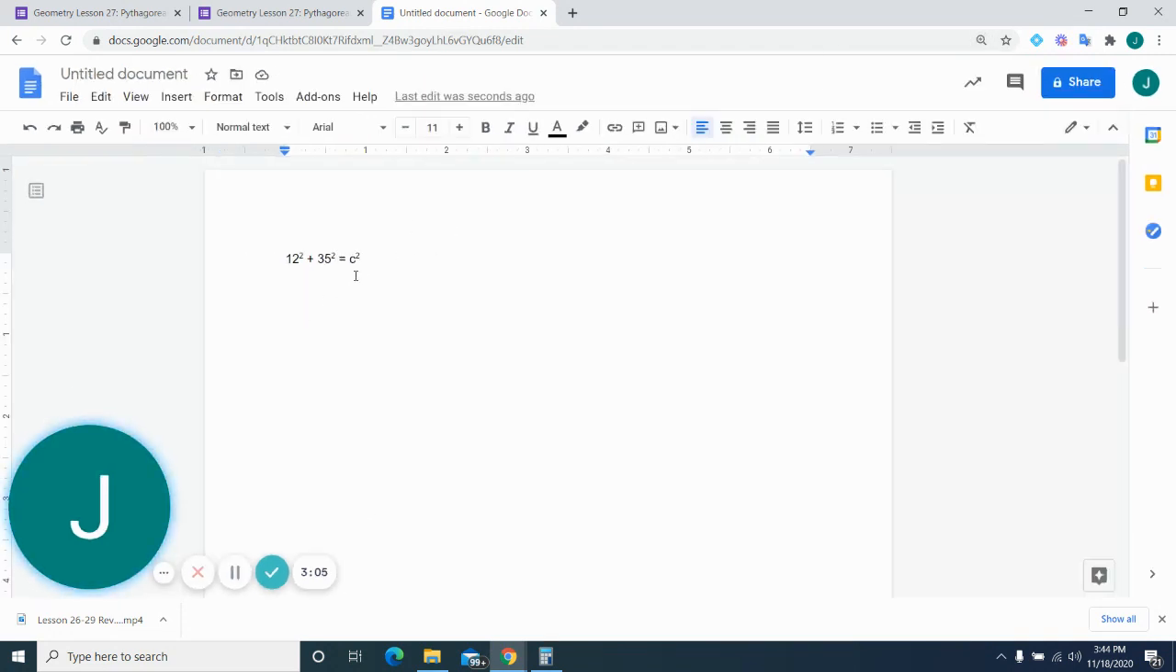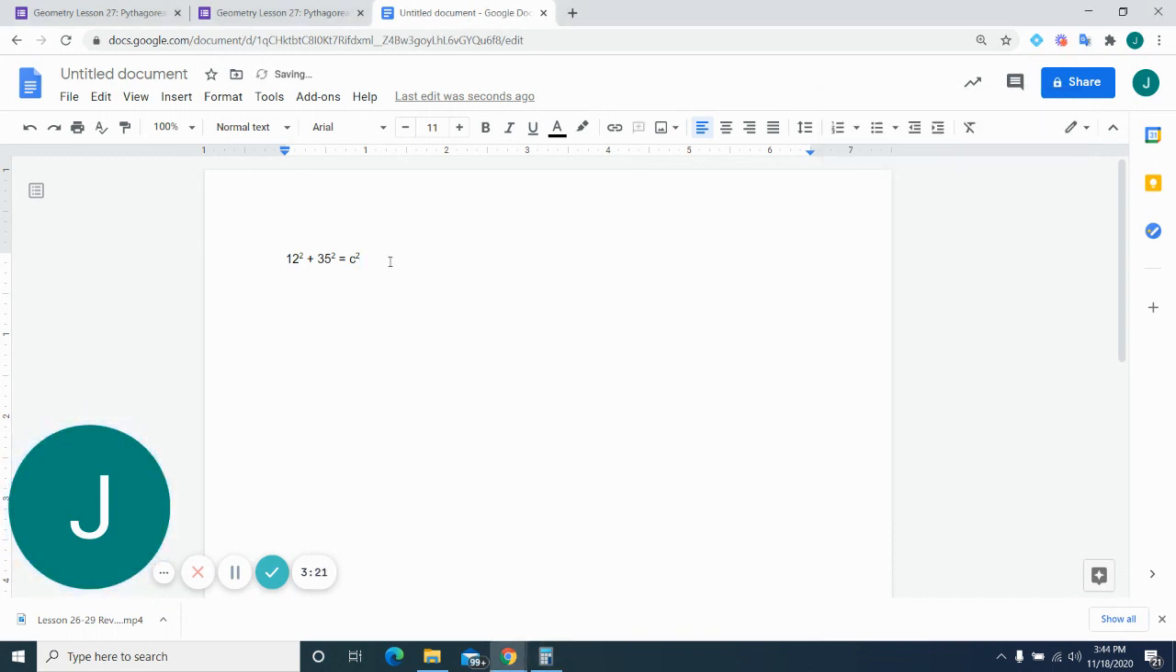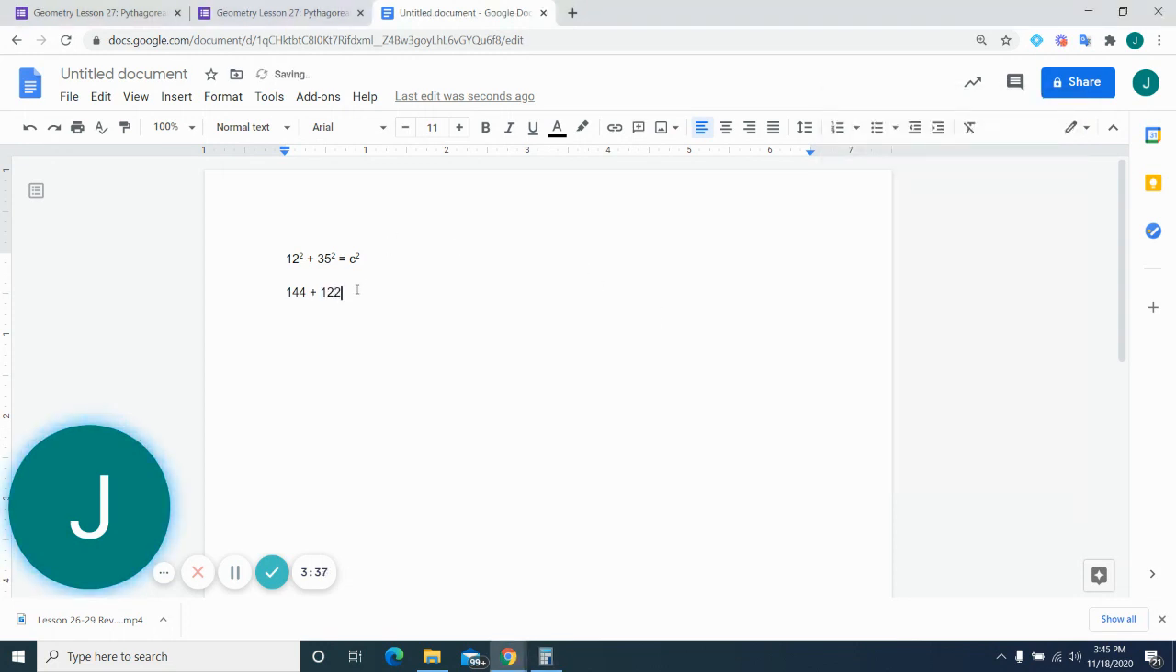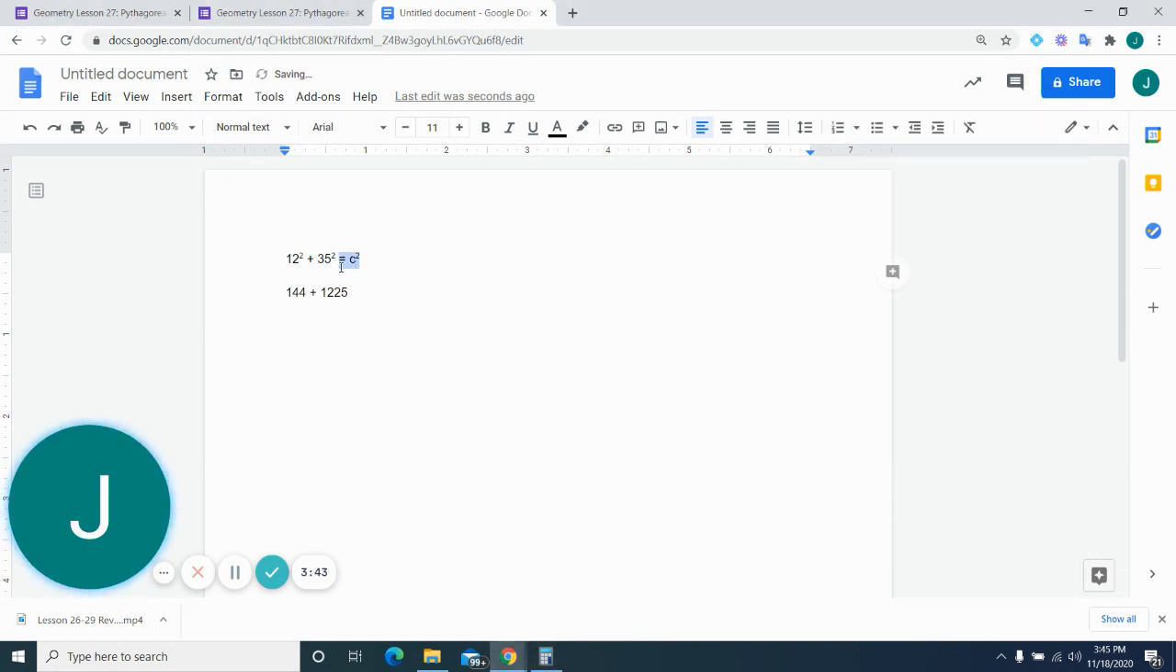So this is what we're looking at right now. Let's solve both of these. Let's do 12 squared. On this little computer calculator I have, I can do this to instantly square it. You might have to put parentheses, or you might just type 12 times 12. When we get this, we end up with 144 plus, let's do 35 squared, 1225, and once again equals c squared.